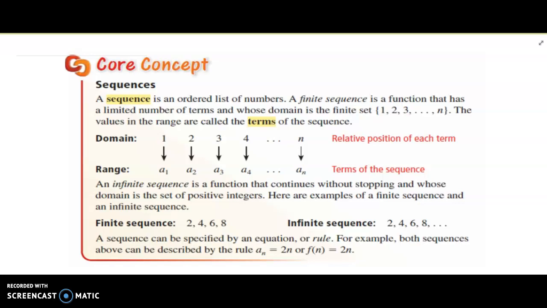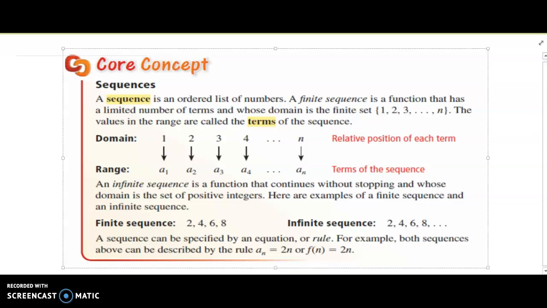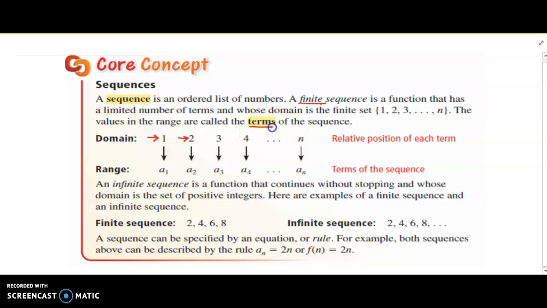Just like when we use sequence in the English language, it's just a pattern, okay? One after another after another. And that's a lot of what we're going to be doing in this chapter: looking for patterns, okay? Sequences can be either finite or infinite. Finite means they start at a number and then stop at a number, or they can be infinite, which means it goes on forever and ever. Each of these numbers in the sequence is called a term. You'll hear me talk about terms a lot.